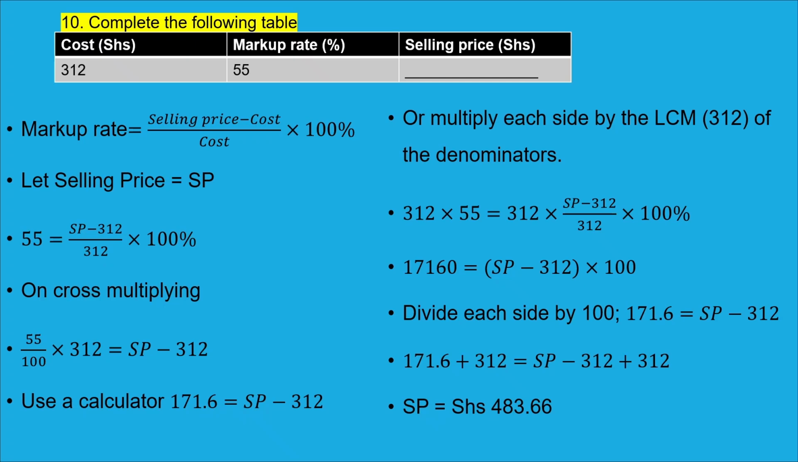Then you can also multiply each side by the LCM, which is 312 for this case. And you have that simplification in the algebra. Then divide each side by 100. Then you have 171.6 equal SP minus 312. Then you simplify further using algebra. Then you have selling price equal to 483 shillings. You just got to complete the table.